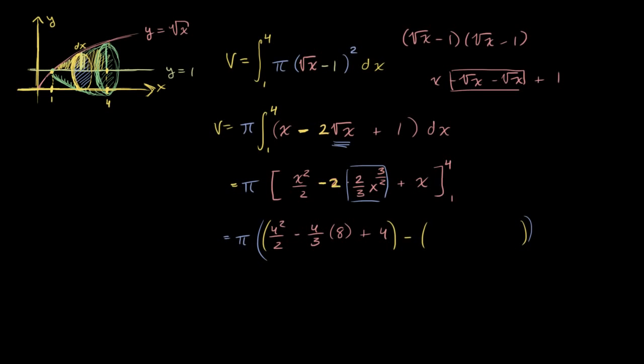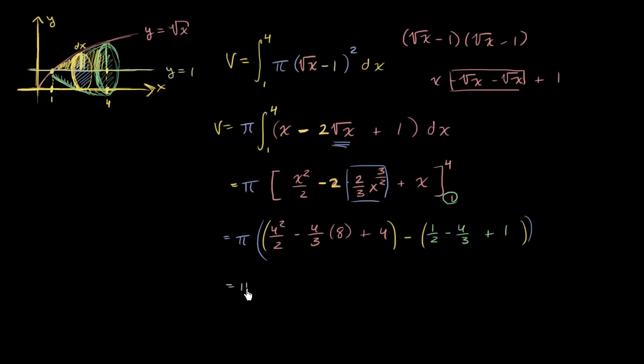So when we evaluate it at 1, you get 1 squared over 2, which is 1/2. And then you get 1 to the 3/2, which is just 1. So this becomes minus 4/3, and then you have plus 1. And so let's simplify this, and I'll do it all in the same color now.